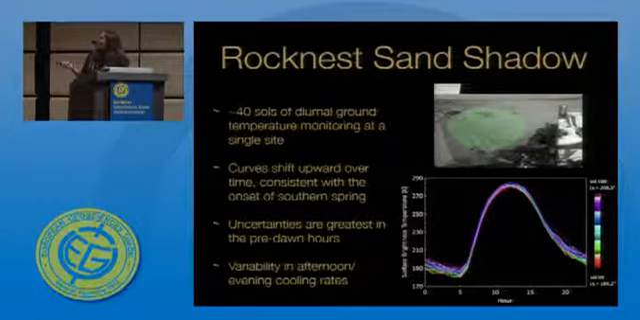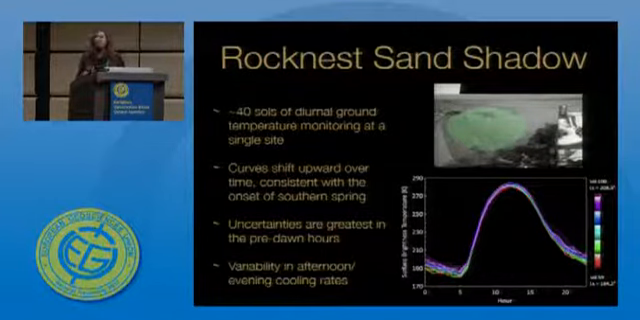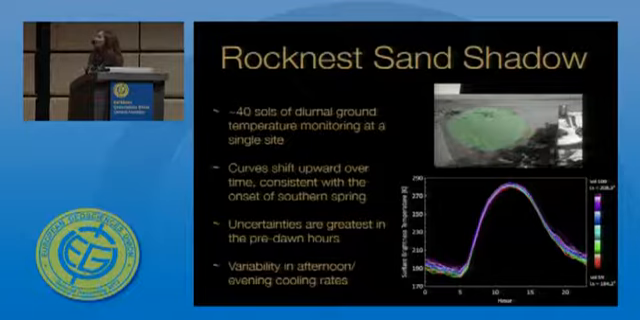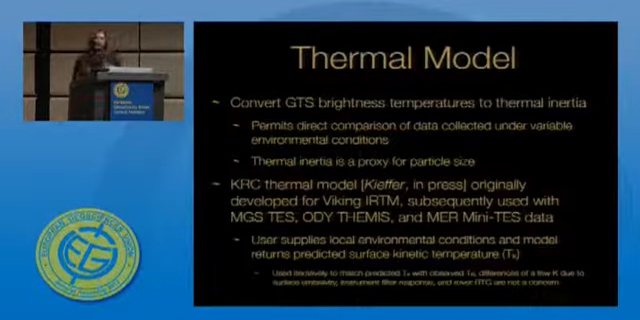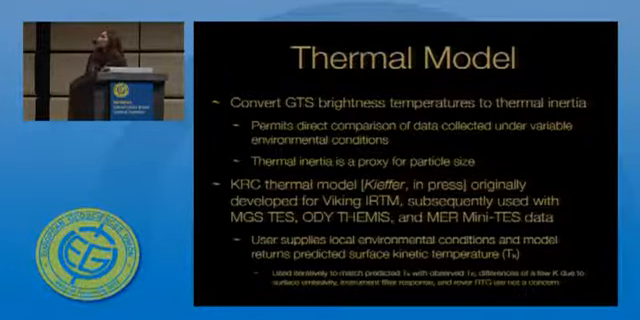Now, as I've just pointed out here, trying to compare temperature variations over time can be tricky because there are seasonal effects. And so we really want to try to remove those effects. The way we do that is by converting temperatures to thermal inertia and predicting thermal inertia for the locations we're looking at. Thermal inertia, as I mentioned earlier, is also a proxy for particle size because thermal inertia is dominated by the conductivity of the material.